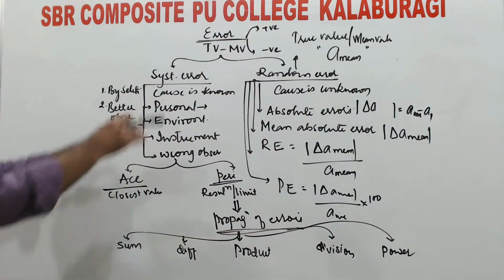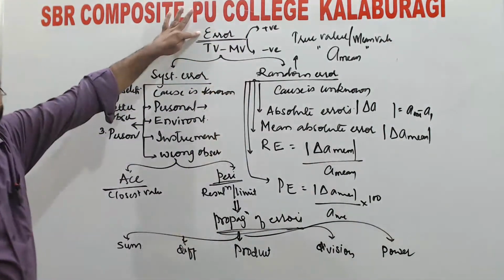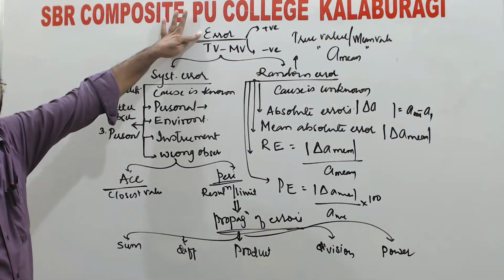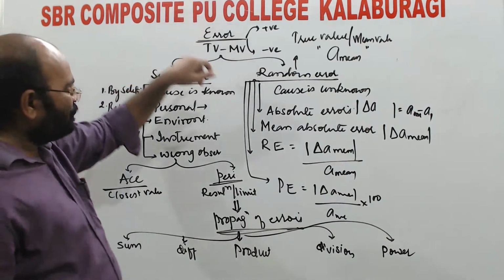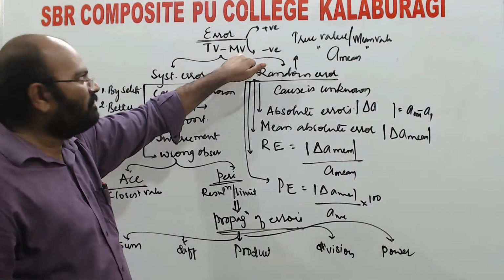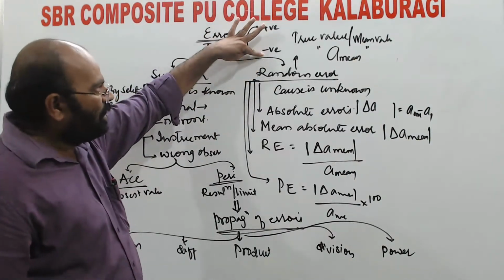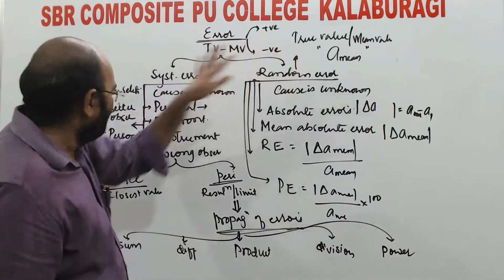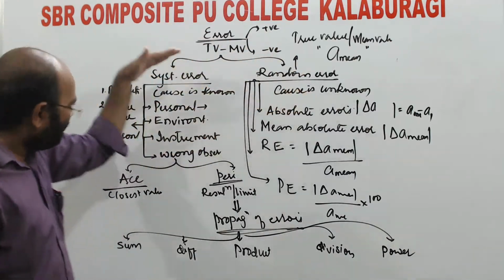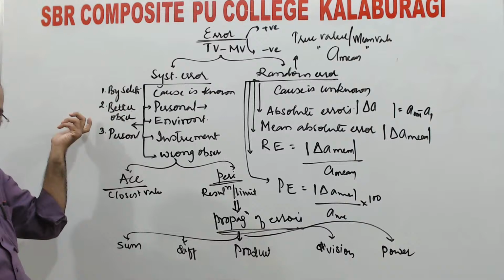So first, what did we go through? What is error? Error is the uncertainty associated with any measurement of a physical quantity. It is also defined as true value minus measured value. Error may be positive or negative. The errors are of 2 types: systematic error, where the cause is known, and random error, where the cause is unknown. The types of errors, and how to minimize the errors.